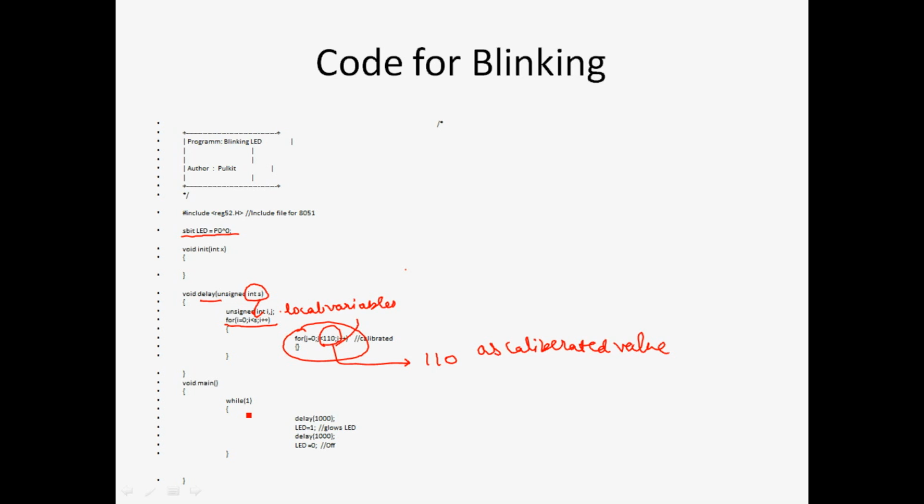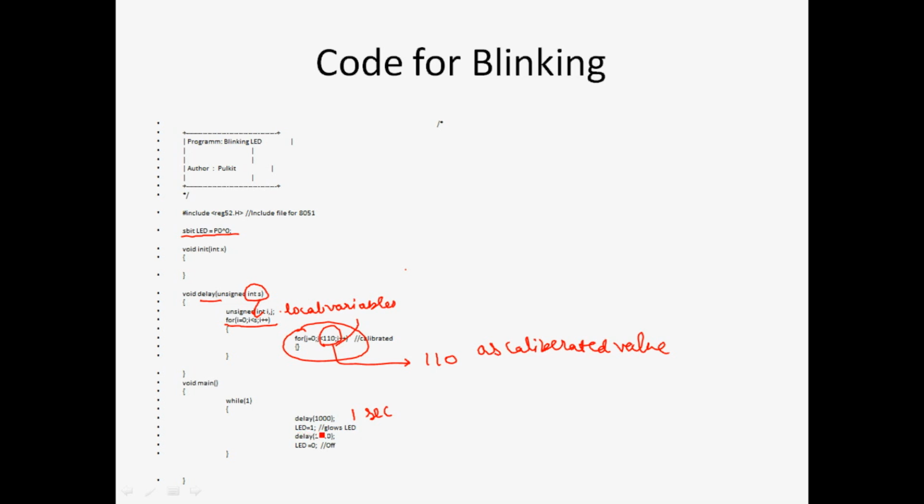Now this is the main function, while(1), which I told you about: in embedded systems you have to use an infinite loop inside the main function, otherwise the program will end. Now what is being done? Delay is called. On calling delay, the CPU cycles of the 8051 are wasted for 1 second, the calibrated 1 second.